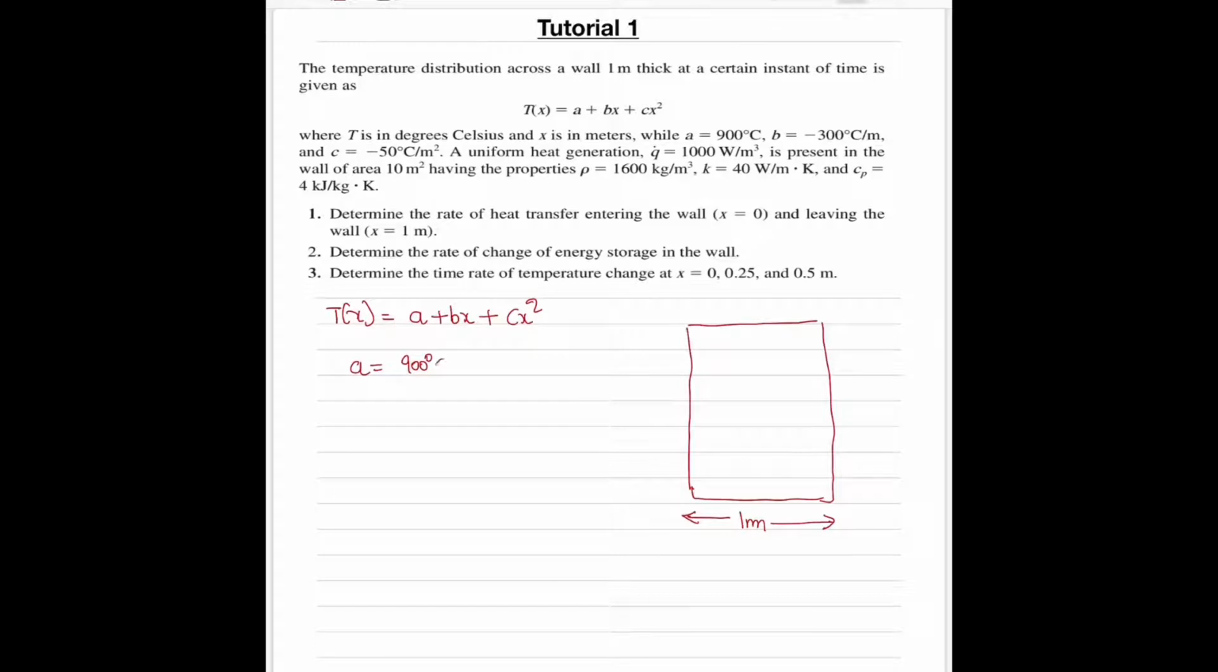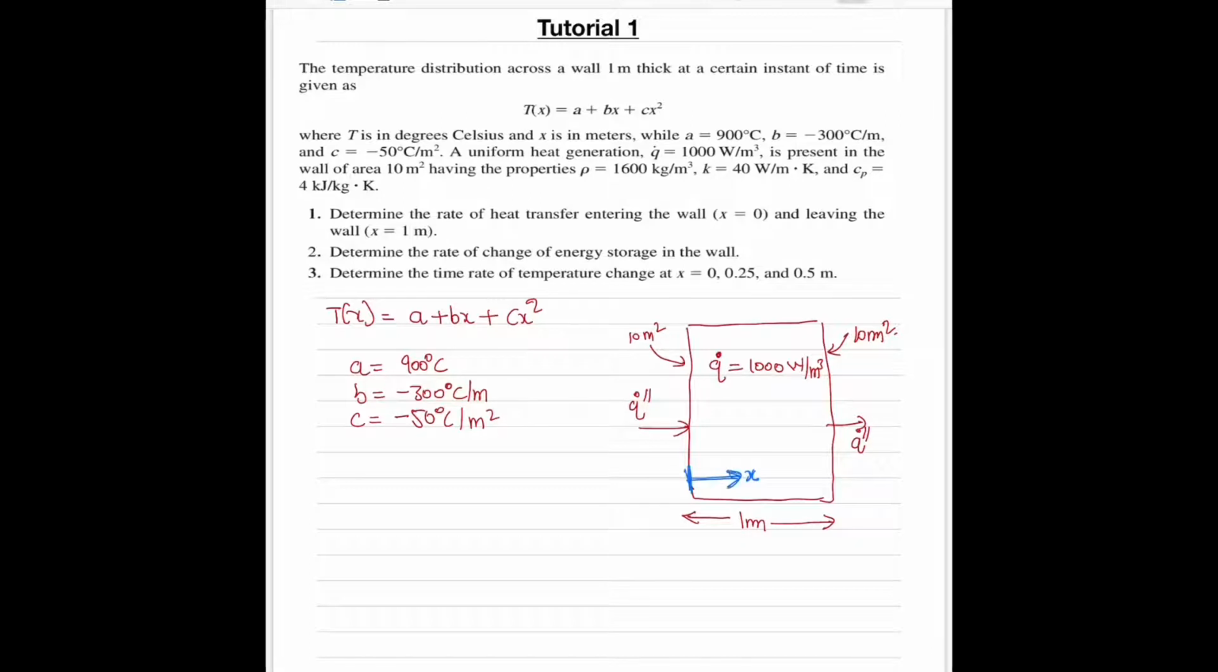and a, b, c are some constant parameters, given as a equal to 900 degrees Celsius, b as minus 300 degrees Celsius per meter, and c as minus 50 degrees Celsius per meter square. In the question, they have also mentioned a heat generation, q dot, inside the block as 1000 watts per meter cube, and the area of cross section in this case is 10 meter square, and there is heat that is flowing, that is a heat flux going through the surface.